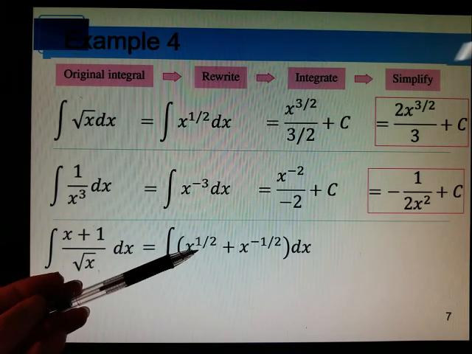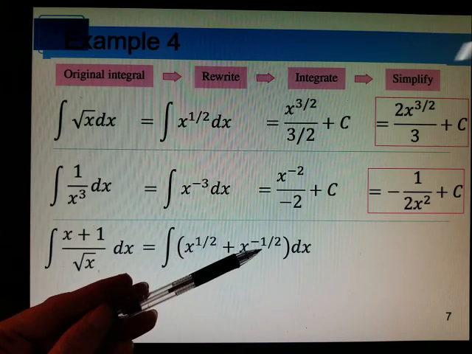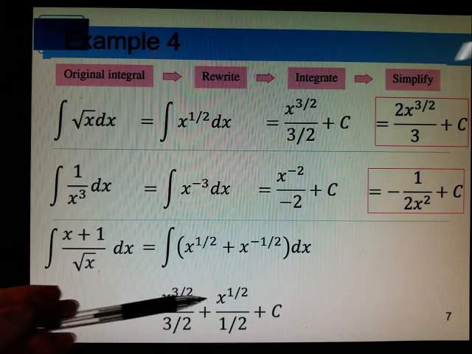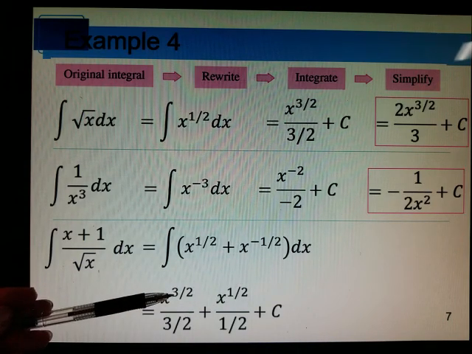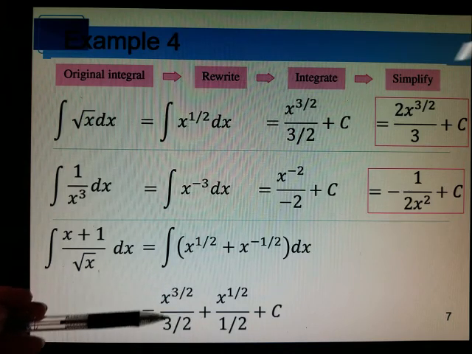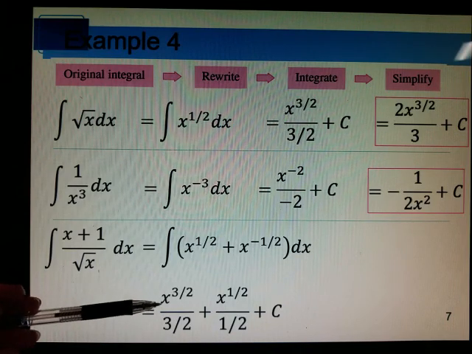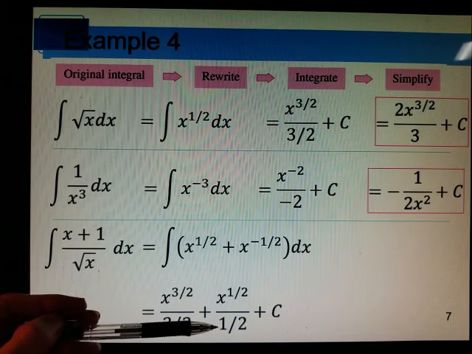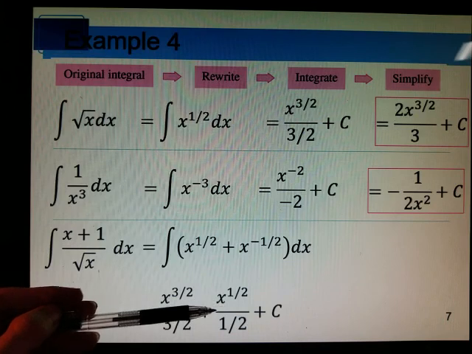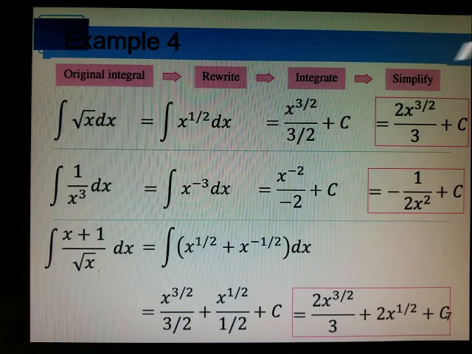When you add 1 to 1/2, you get 3/2. When you add to -1/2, you get positive 1/2. There's the positive 1/2, there's the 3/2. So we're dividing by this 3/2 right here. So therefore this would be 2x to the 3/2 over 3. This one would be 2x to the 1/2. And then it's plus c.